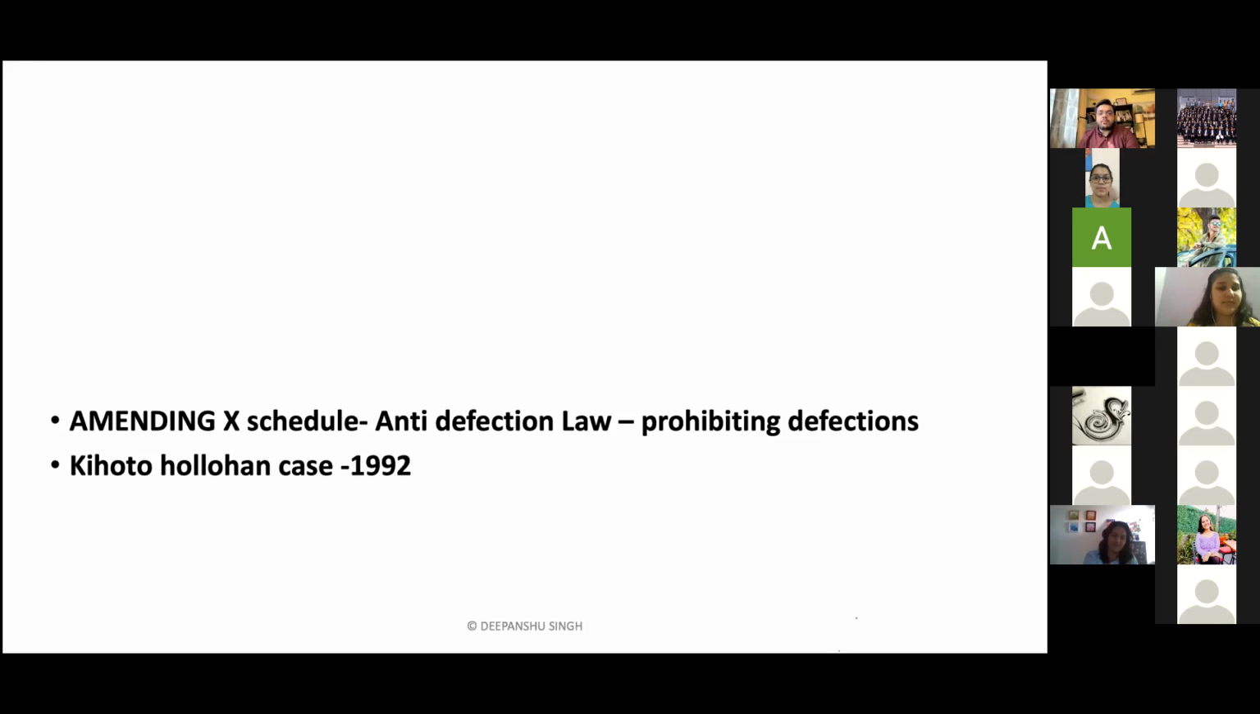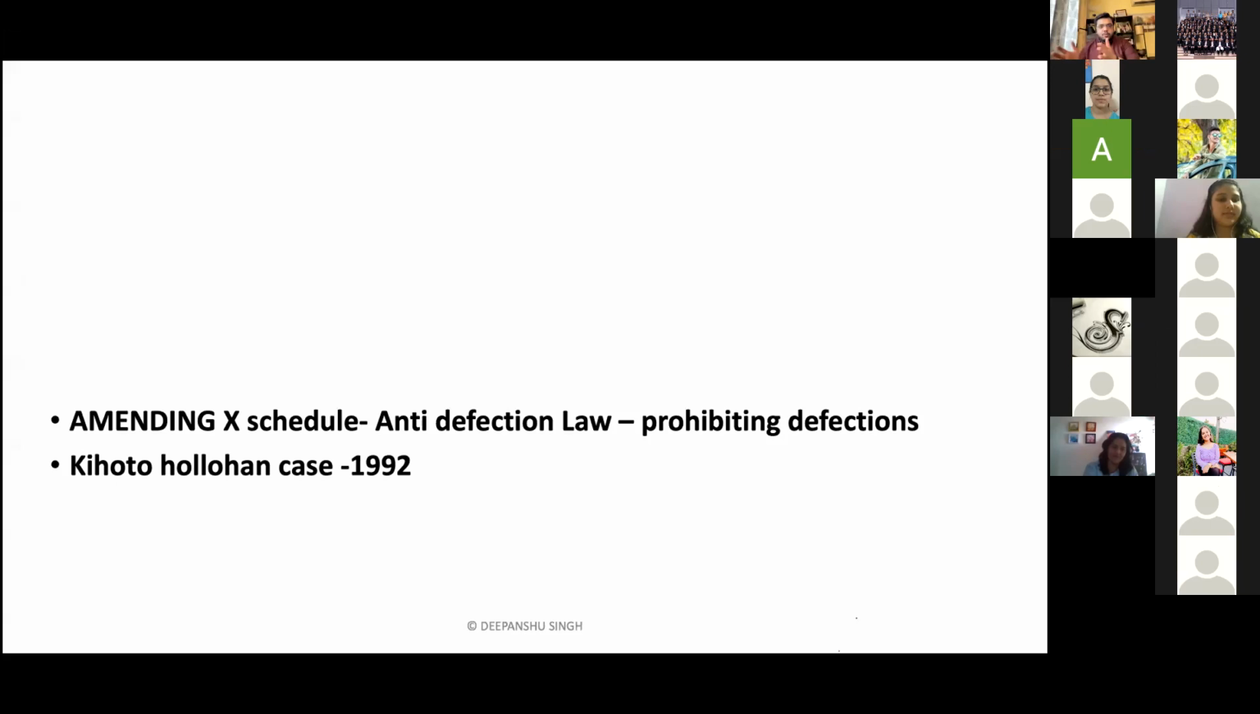And one of the major questions was answered during the Kihoto Hollohan case of '92, where it was asked whether the anti-defection law in India prevents freedom of speech. The Supreme Court said no, but still they agreed that it needs urgent modification. Why? Because when I initially started the lecture, I talked about how we follow a Westminster form of government. That means our system is borrowed from the British parliamentary system.